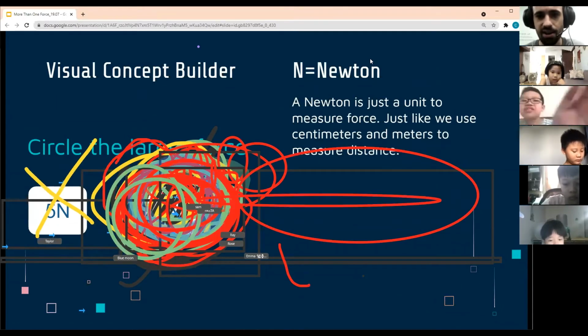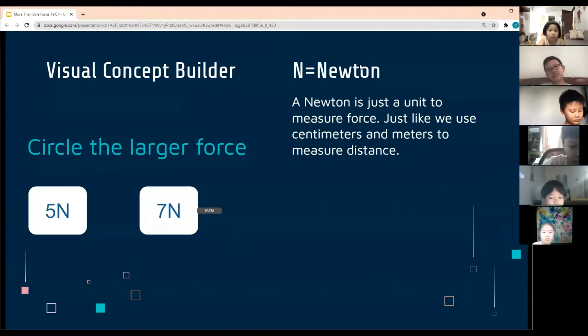You guys got that down. Yeah, it's just the bigger number. 7N is more force than 5N. If I push something with 7N, it will go farther than if I push something with 5N.